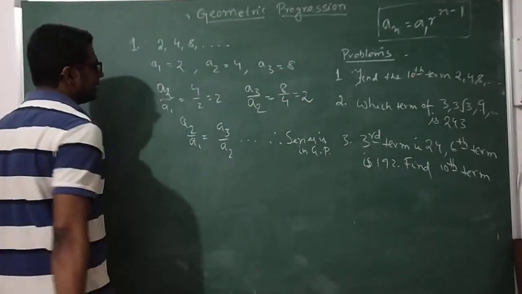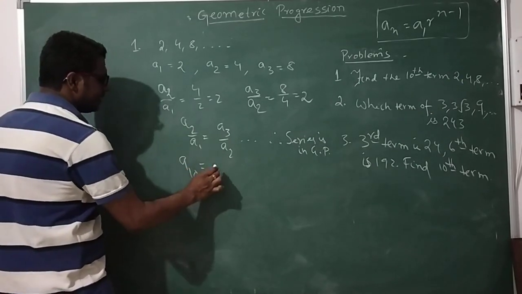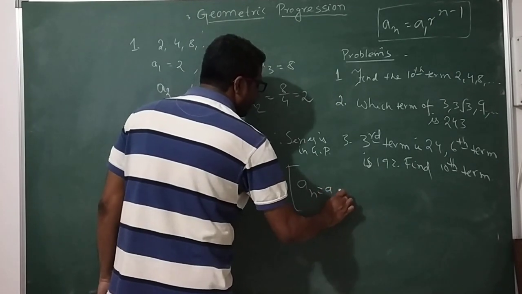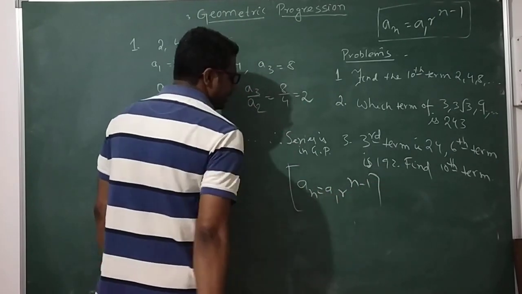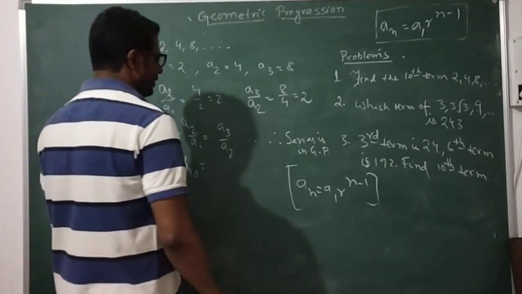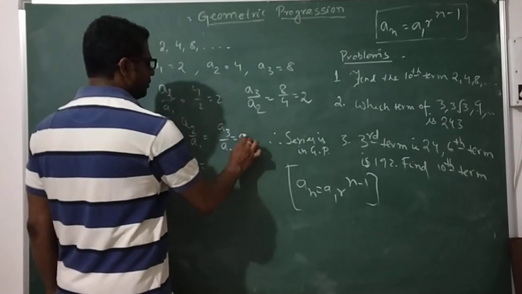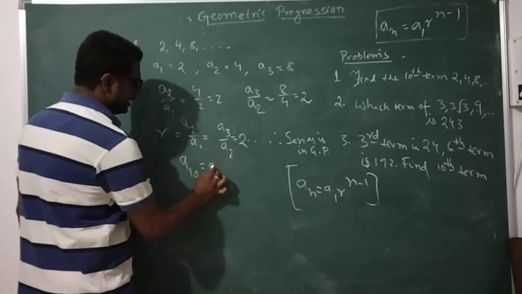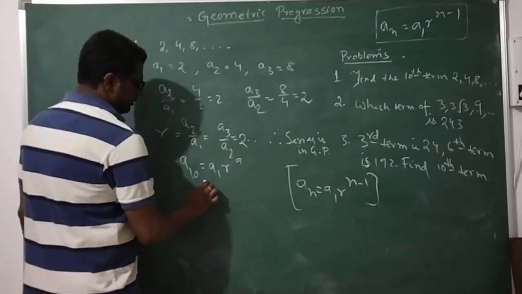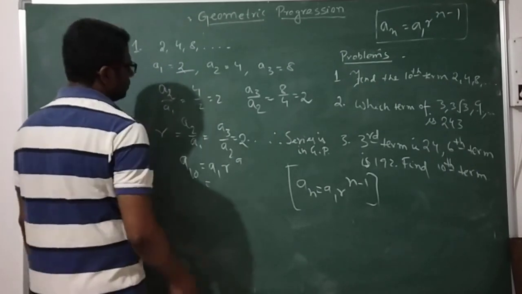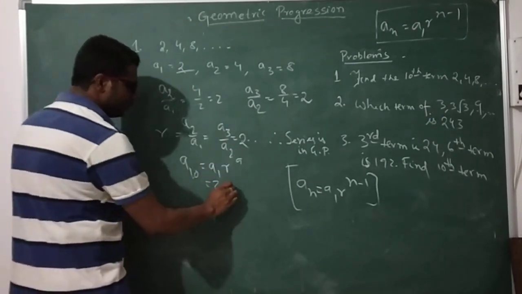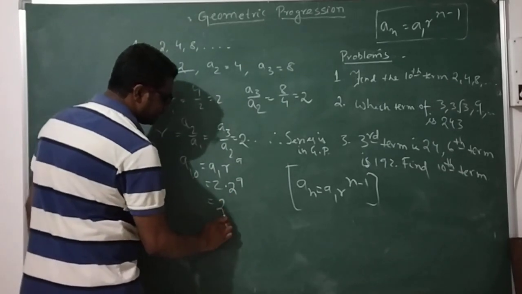Now what we have to find out? We have to find out the 10th term, that is A10. So what is the formula? Here you will write the formula in brackets: An is equal to A1 r to the power n minus 1. Now what is r? You have already found out the common ratio, which is equal to 2. So here I can write A1 r to the power 10 minus 1, that is 9. A1 is 2, so 2 into r, the value of r is again 2, so 2 to the power 9. At the end of the day it is 2 to the power 10.